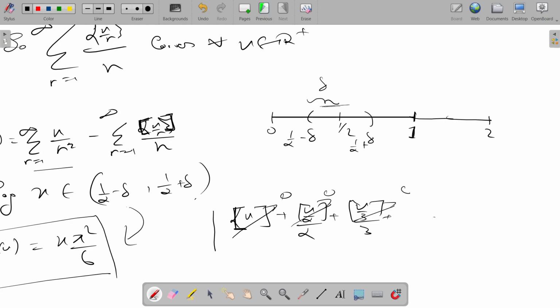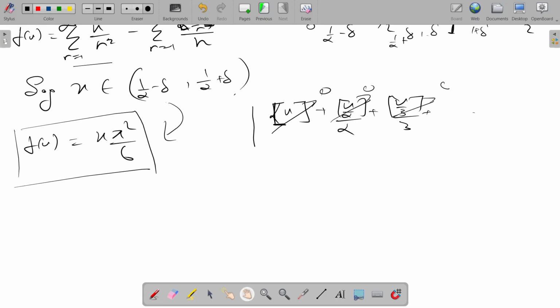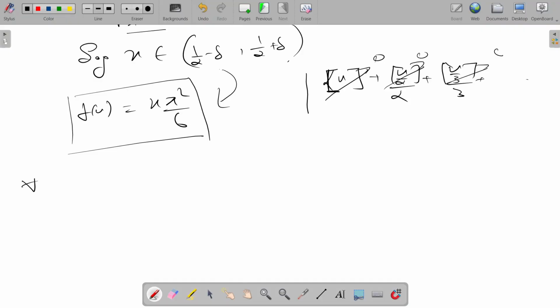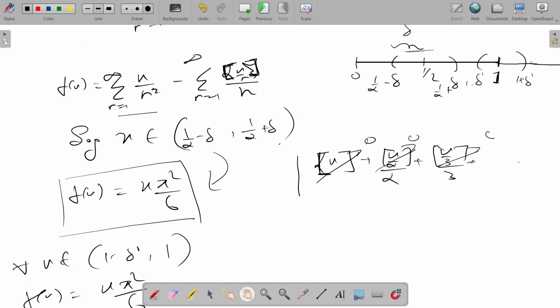I mean no. And this is because if we take any neighborhood, let's take delta dash. So this is 1 minus delta dash and 1 plus delta dash. For all x belonging to 1 minus delta dash to 1, f(x) is x pi square by 6, because x is less than 1, so the floor will be 0. So this whole term will go to 0.